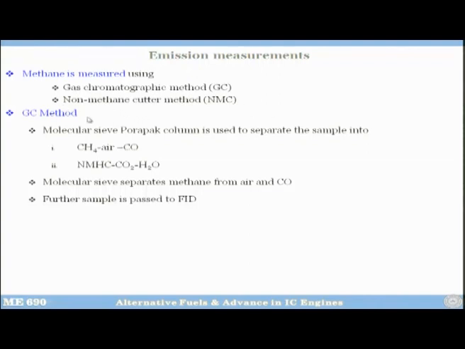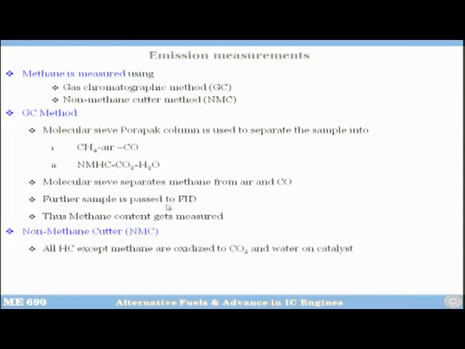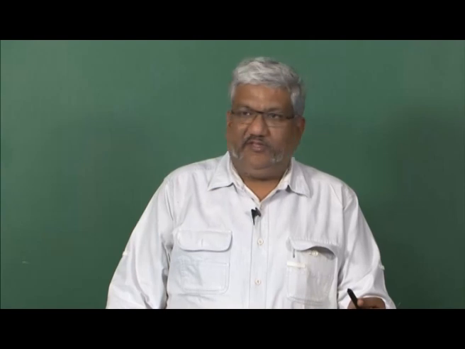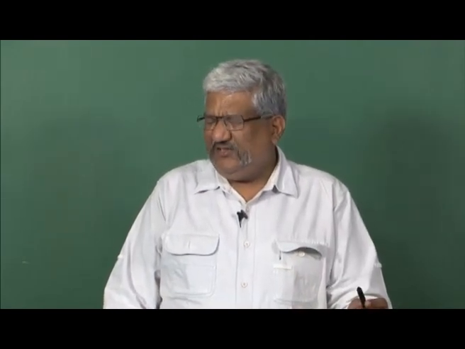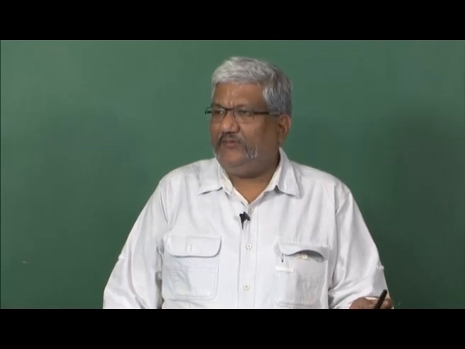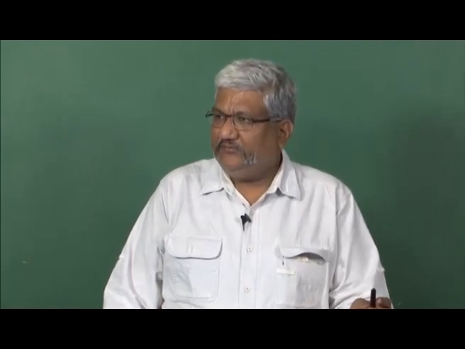The second method is called the non-methane cutter method. In the non-methane cutter, you are cutting all other hydrocarbons other than methane. All other hydrocarbons except methane are oxidized to carbon monoxide and water using a particular catalyst. This catalyst is effective on all hydrocarbons except methane. So everything else gets converted into carbon dioxide, except methane.